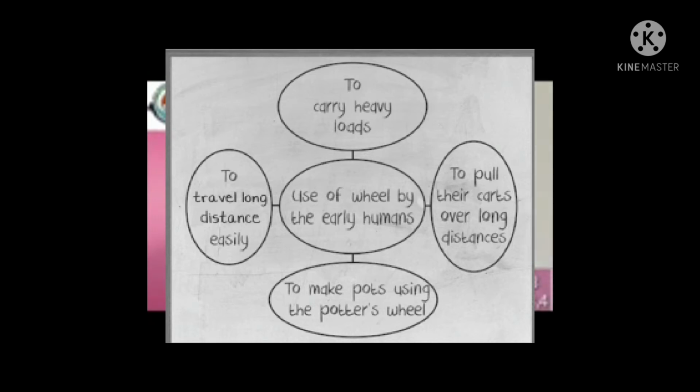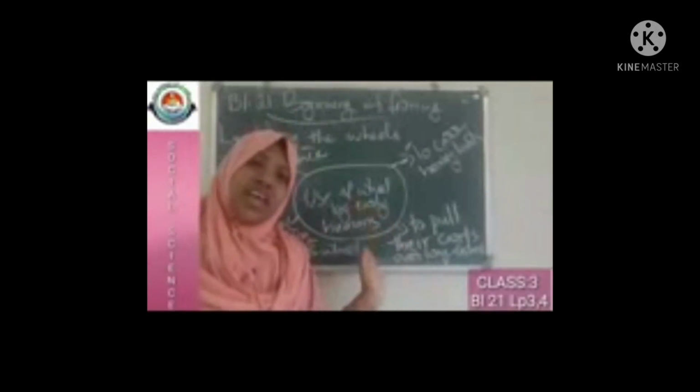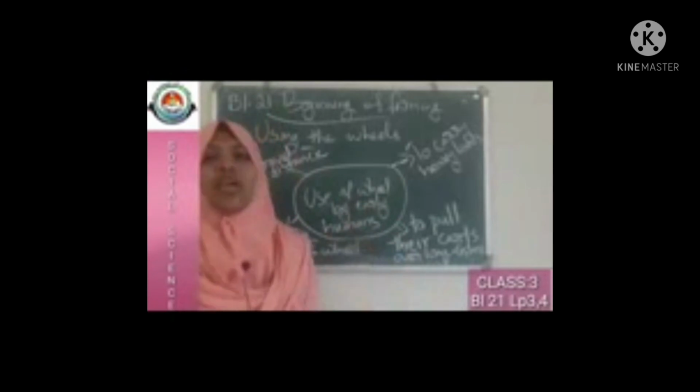Before they invented the wheel, they had to walk long distances in search of food. Early humans had to move from one place to another in search of food. Then they invented the wheel, and they could move to long distance places easily with the help of wheels. So these are the ways the wheel was used by early humans.